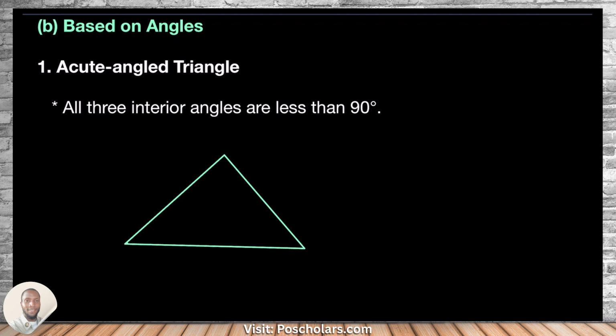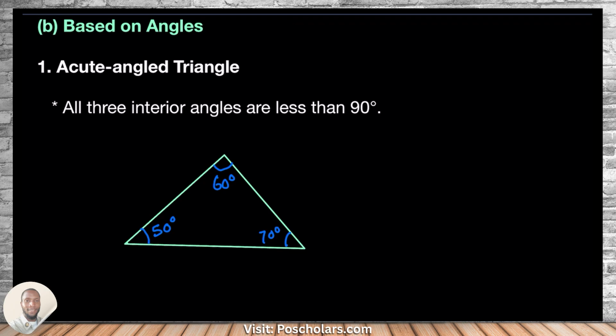That means this angle must be less than 90. So this angle could be 50 degree. This one also must be less than 90. This angle could be, let's say, 60 degree. Then this angle will be 70 degree, so that when you sum it up, you have 180 degree.